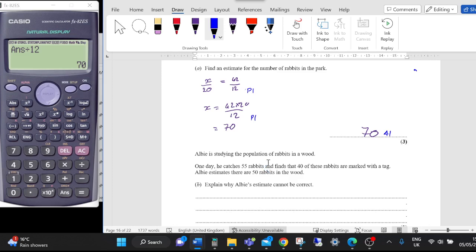That's confusing me as a question. I know. I can't get my head around why. Is it that obvious? Explain why Abby's estimate cannot be correct: because she caught more than that on day one.